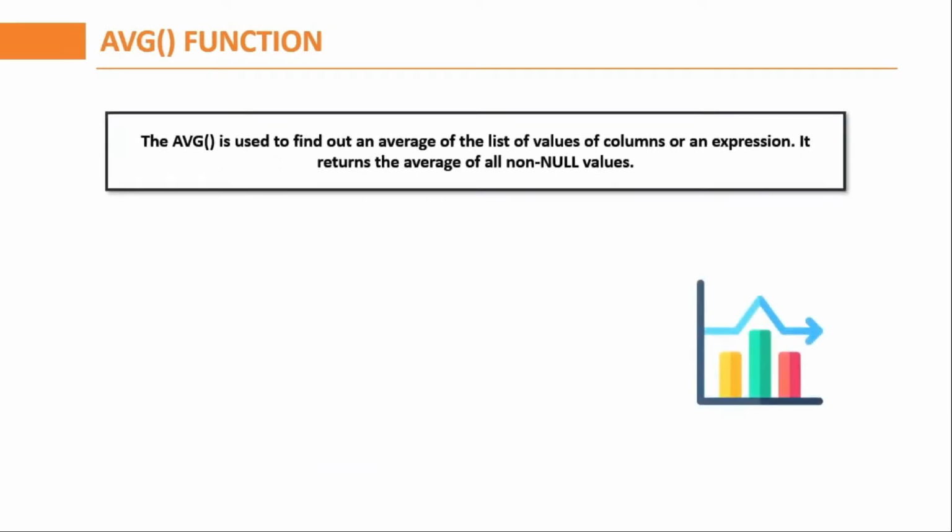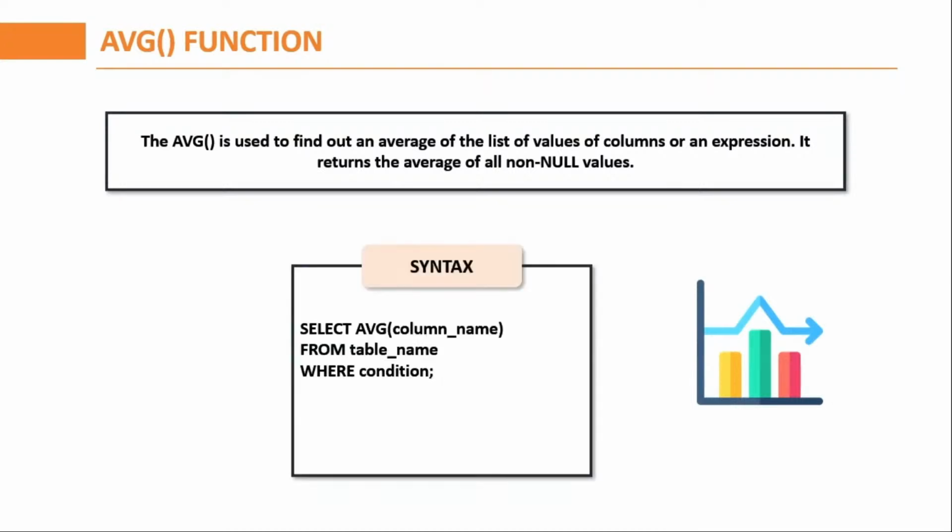Next, let us look at the average function. The SQL average function calculates the average value of columns of numeric types. It ignores null values. The syntax is similar to that of count as well as sum. Instead of the count and the sum keyword, you replace it with the average keyword. The syntax is: select average, column name from table name, where condition. You can also specify the group by and the order by as per your requirement here as well.